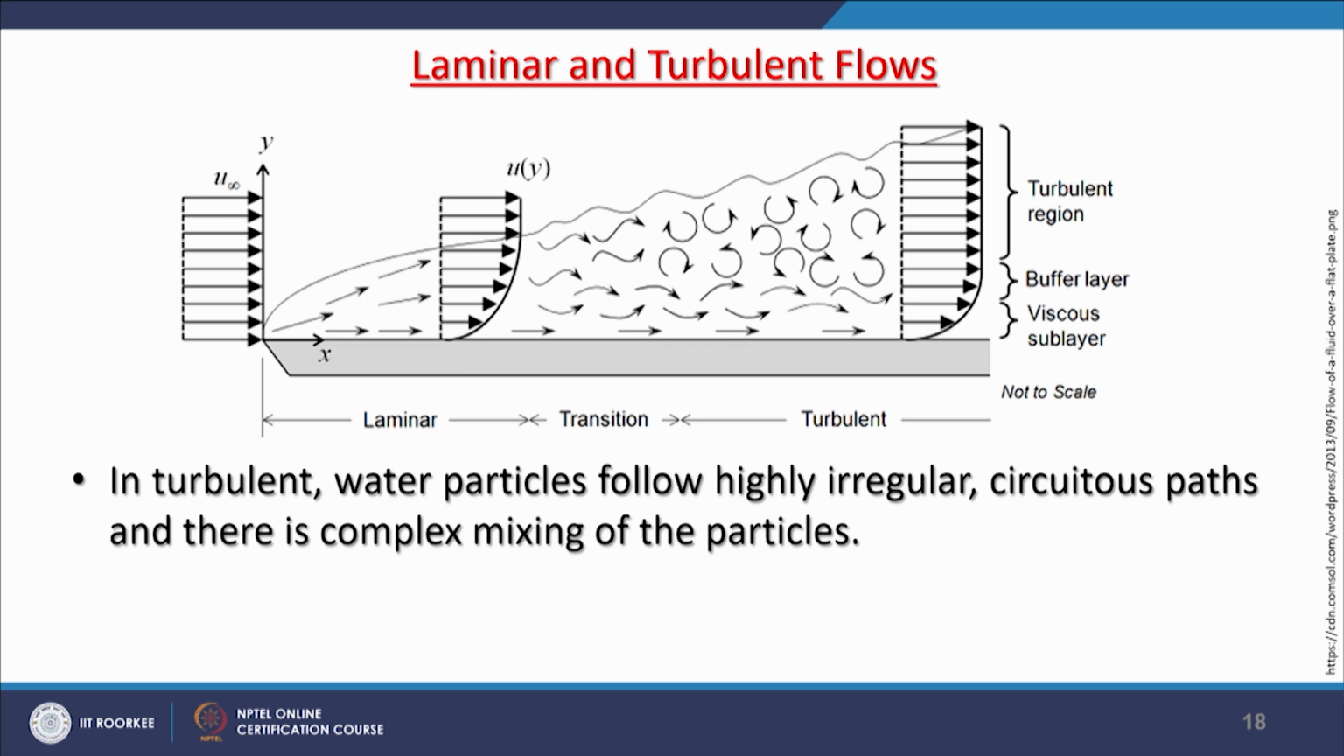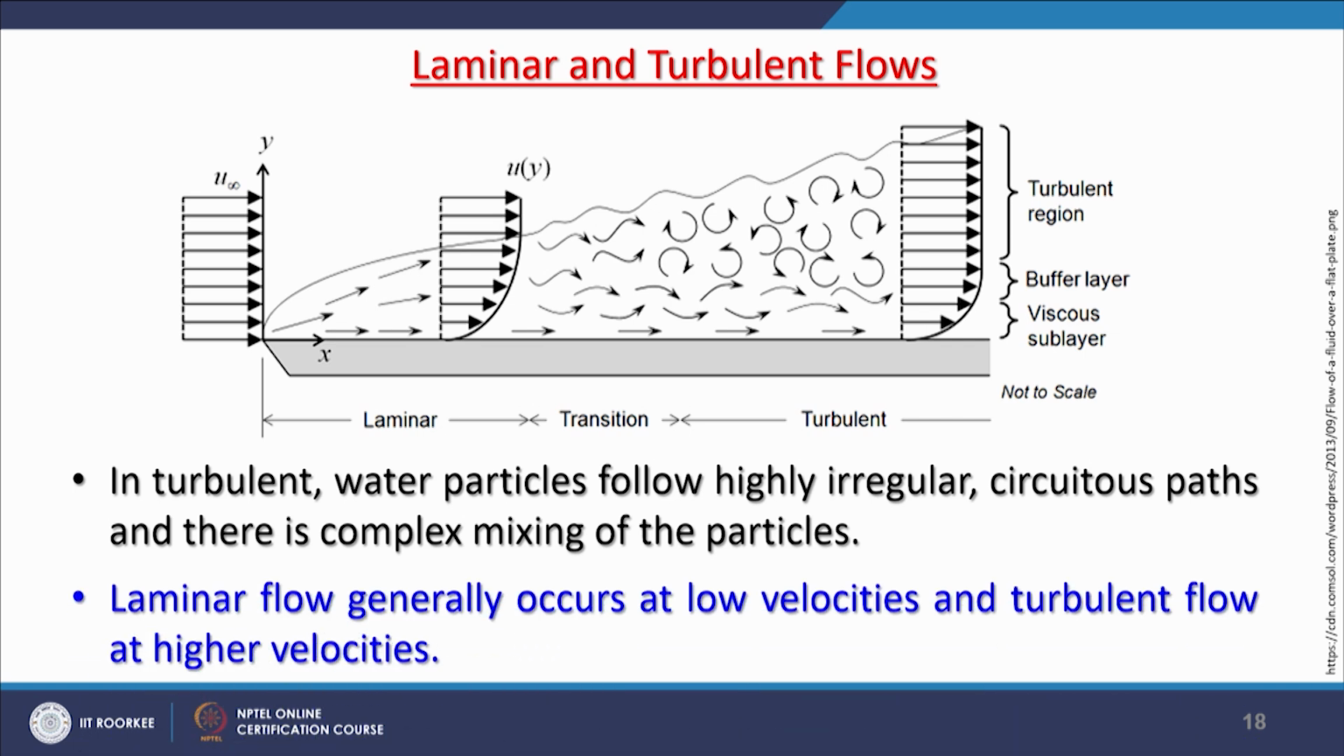So, in turbulent flow, water particles flow in a highly irregular, non-orderly fashion and circuitous paths, and there is complex mixing of water particles. Laminar flow generally occurs at a low velocity and turbulent flow at high velocity. So, if the discharge is maintained to the optimum, you would have laminar flow in your well, and there will not be much problem later on.